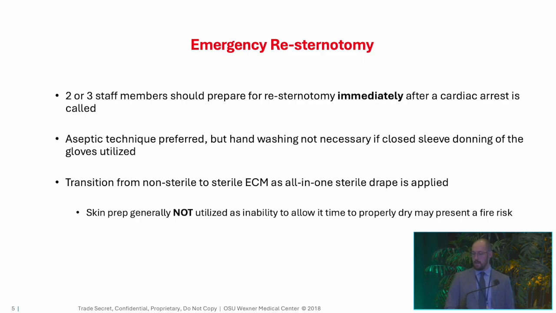Okay, so again, immediately upon recognition of the arrest, 2 to 3 staff members should start preparing. Aseptic technique is obviously preferred, but if you really look into the bones of this protocol, everything is directed towards speed. So while aseptic technique is preferred, hand washing is generally presumed not to be necessary, as long as you put the gloves on in a closed sleeve technique. And in the same vein, the skin prep is generally not utilized, as the inability for it to dry properly presents a fire risk. So we don't splash iodine on the chest, we don't do any of that. We literally apply a sterile drape and we go.